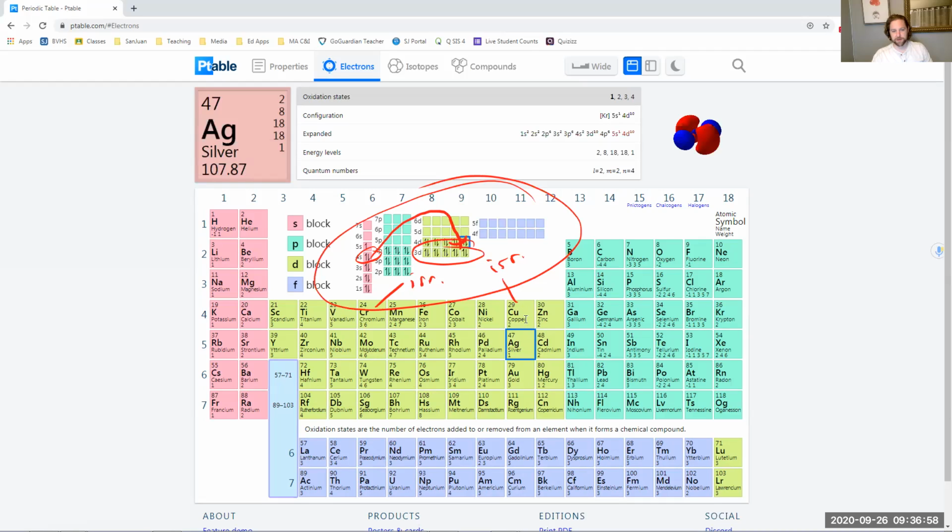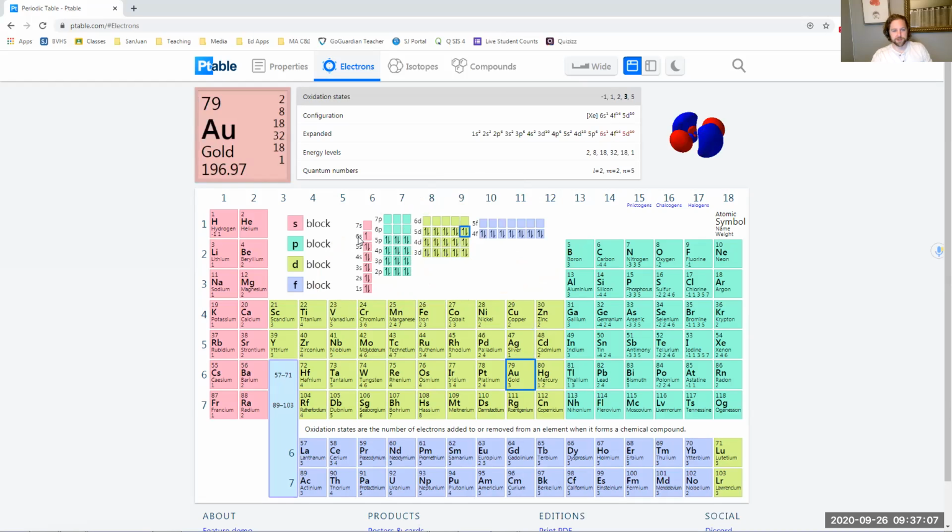Silver does the same thing. If we look at silver, 1 in the 5s orbital and a completely filled 4d orbital. Gold does the same thing. So copper, silver, gold all do this little trick where they borrow an electron to half fill or completely fill that d orbital. You can just click on these if you're curious about some of them, even the f orbital stuff.